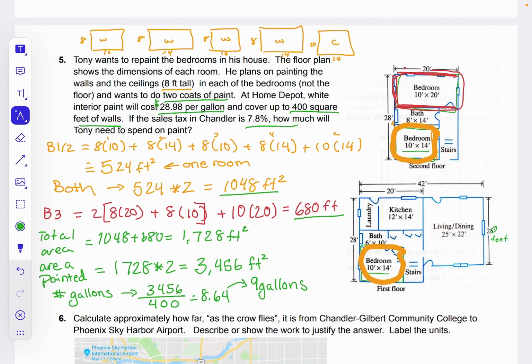So now with doing cost, and I've officially run out of room, but I'm going to do my best. So I'm going to have cost down here, and I would take my 9, and I'm going to times that by 28.98, and I'd get my subtotal. So my subtotal here was $260.82 that I would be spending on paint.